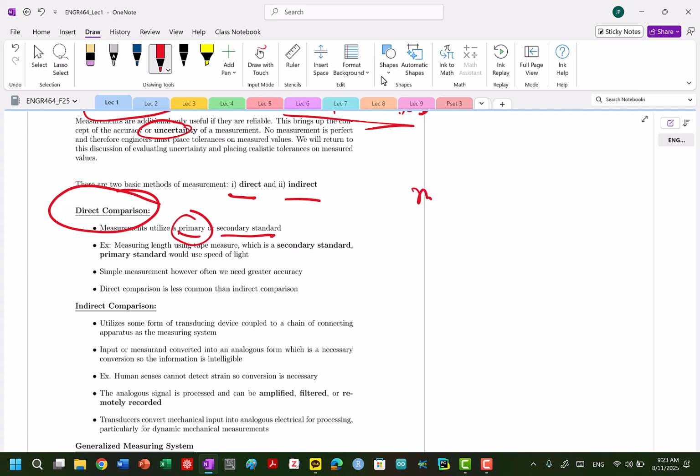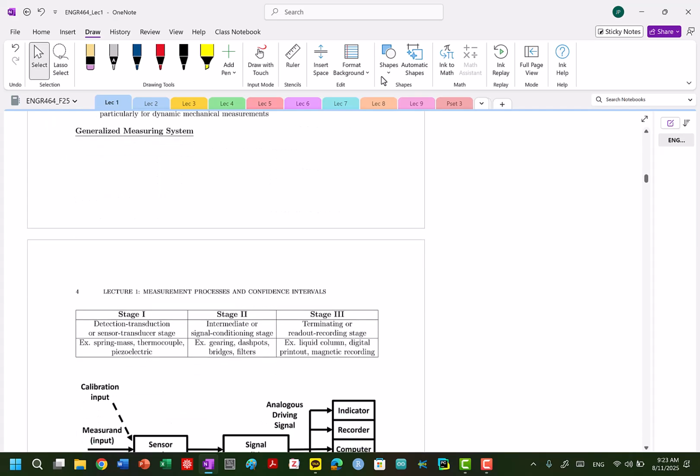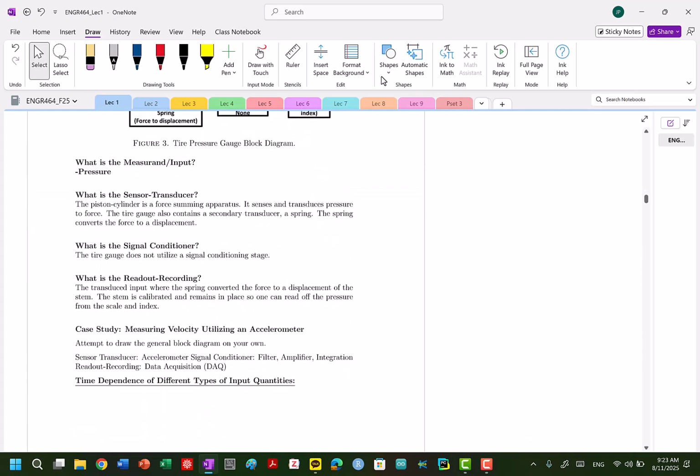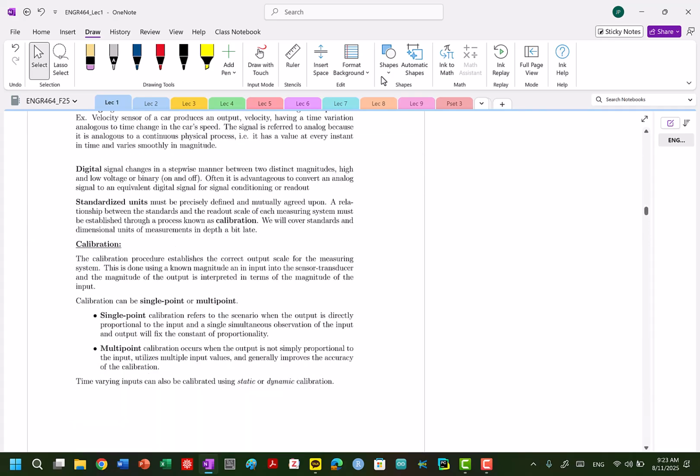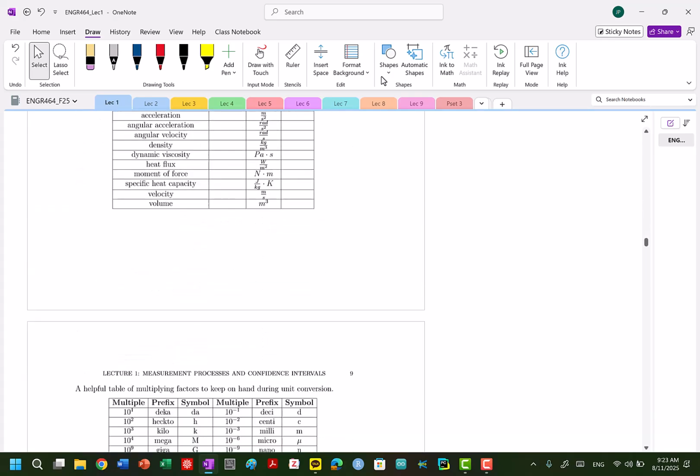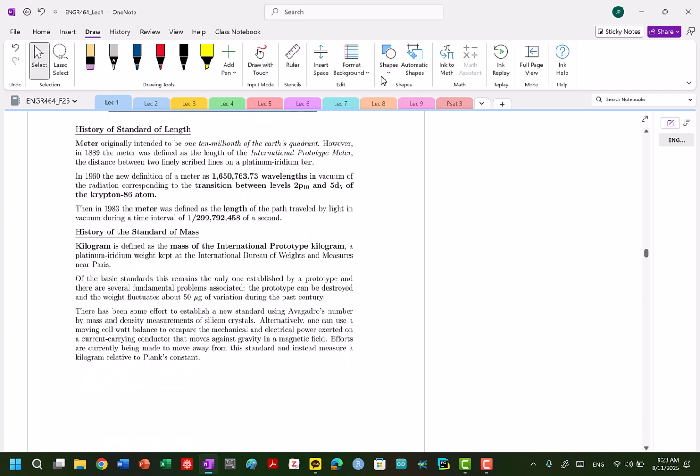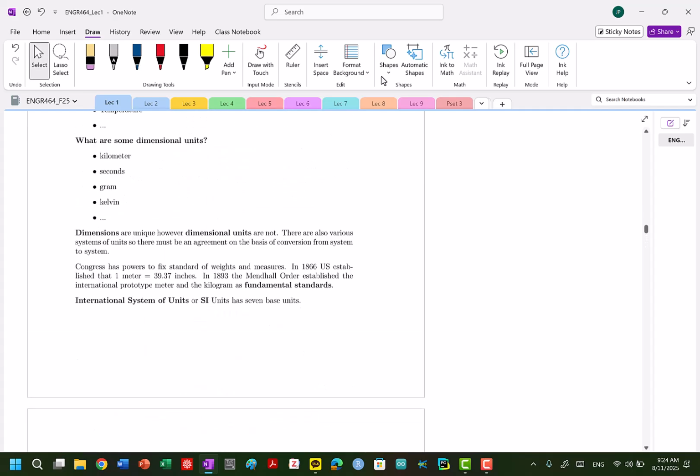There are a lot of different histories, and in our PowerPoint slides we go through all the different standards. For example, I think a meter is defined by the speed of light. Let's go down to here: the history of the standard of length. You used to have an international prototype, a bar, but now, exactly, the speed of light is the primary standard.